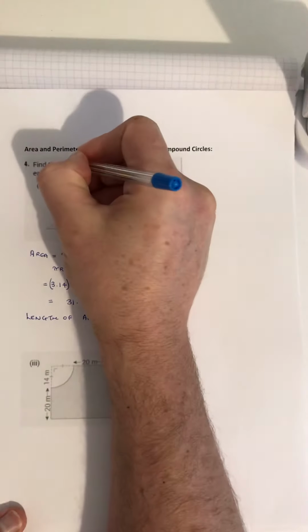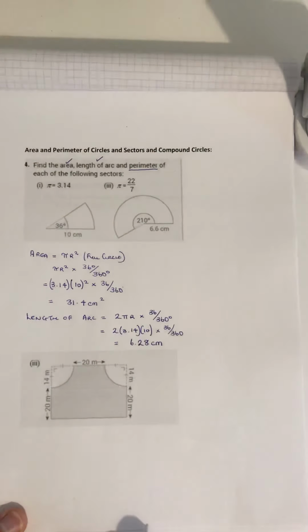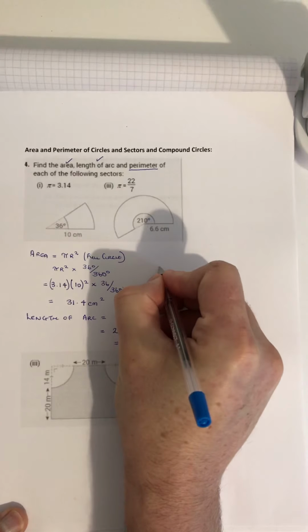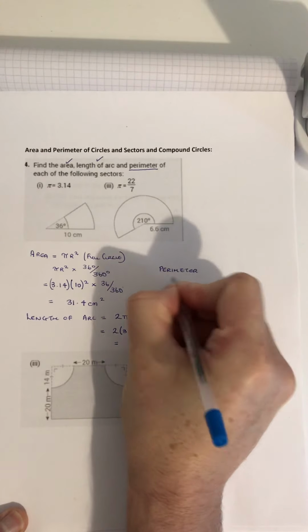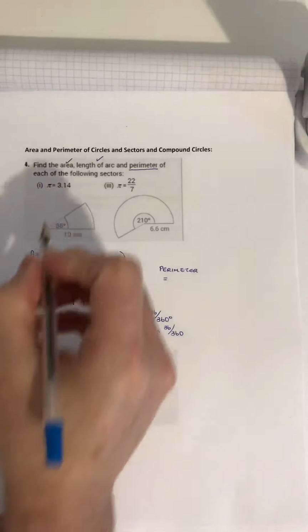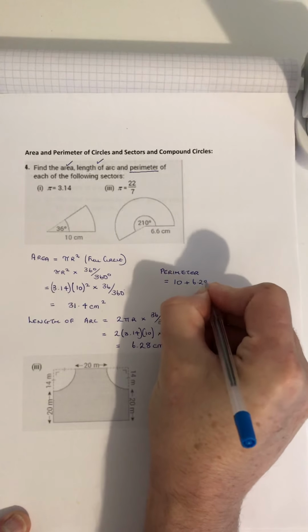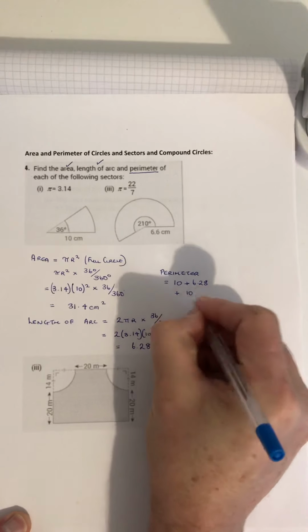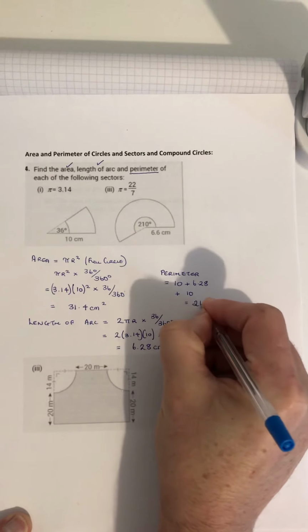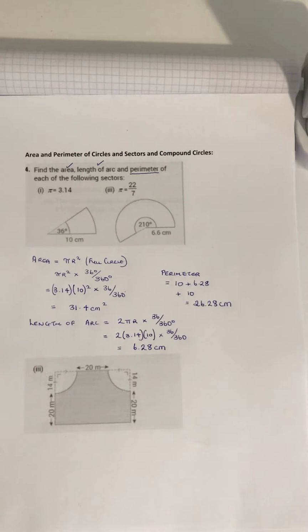So we've done the area, the length of the arc, and now we want to find the perimeter. So how are we going to find the perimeter? So perimeter then is to add all the sides. So we'll start with 10 plus 6.28 for the length of the arc, plus, and the radius will be 10 again, which will be equal to 26.28 centimeters. So that's an example there for you now of that one.